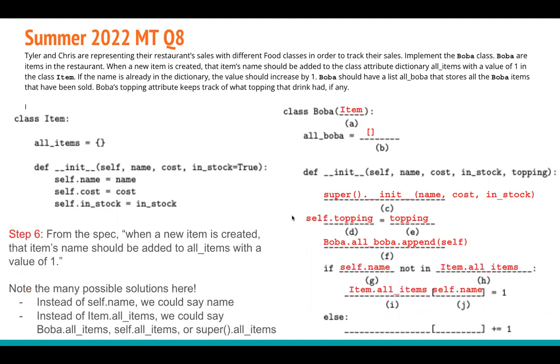And next we'll be taking care of the all_items dictionary. In the problem statement, it says when a new item is created, that item's name should be added to the class attribute dictionary all_items with a value of 1 in the class Item. And if the name is already in the dictionary, the value should increase by 1. So now we can check if self.name is not in Item.all_items, then we're going to want to create that key with self.name and set it equal to 1.